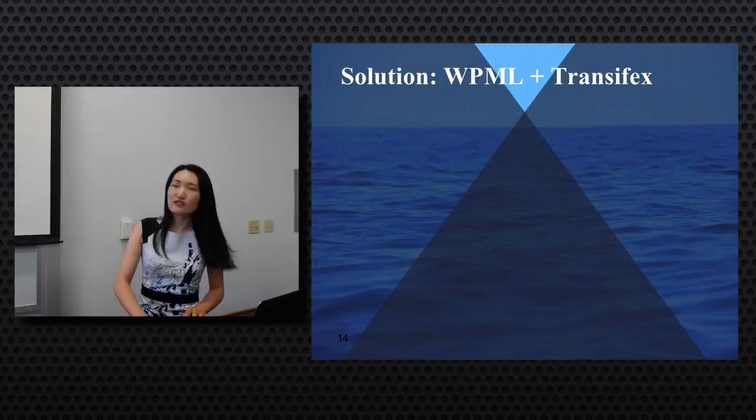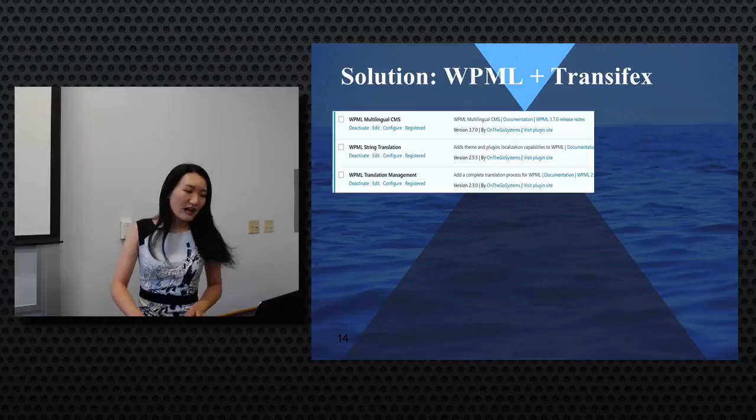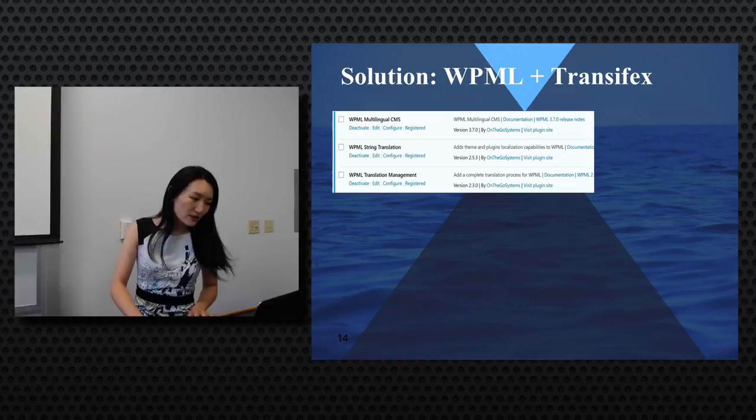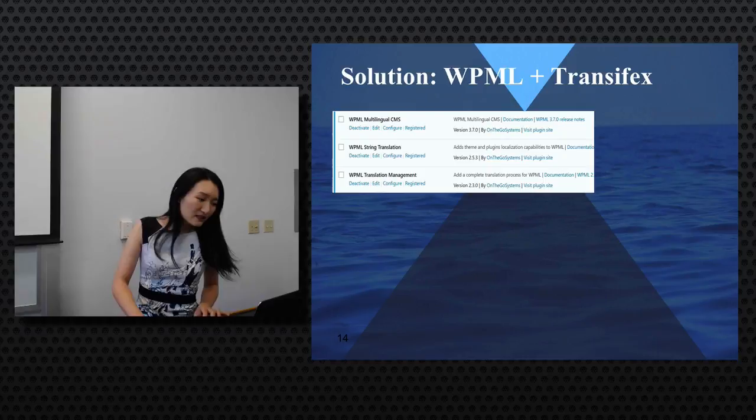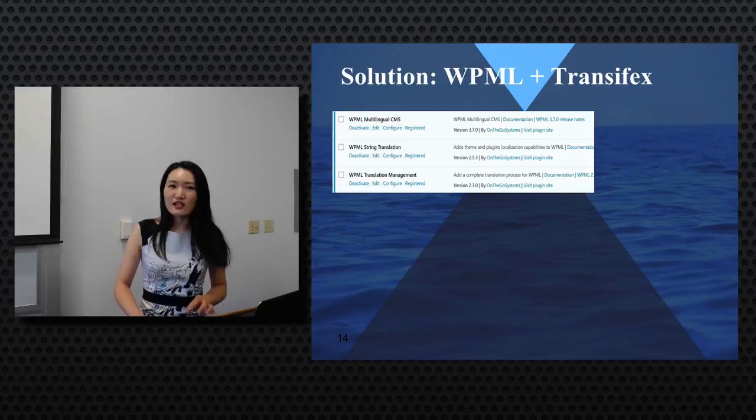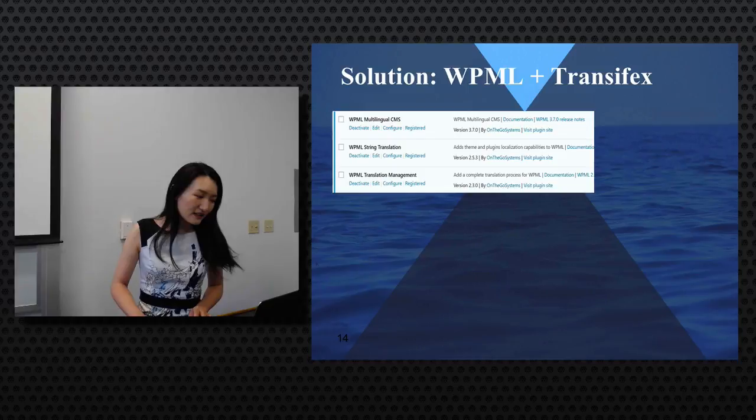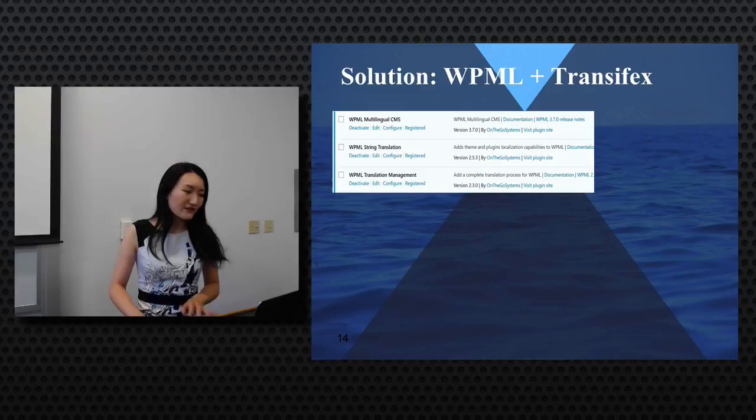WPML is a WordPress multilingual plugin that allows you to extract all of the strings within your website. Its main function has three components: the CMS, string translation, and translation management. The CMS allows you to create a WPML page inside your WordPress site. String translation allows you to export strings not in your content, such as strings in your menus, navigations, and other plugins. And translation management allows you to create projects, assign projects, push your project, or even translate your project within the WPML.